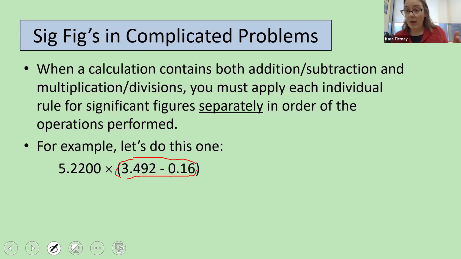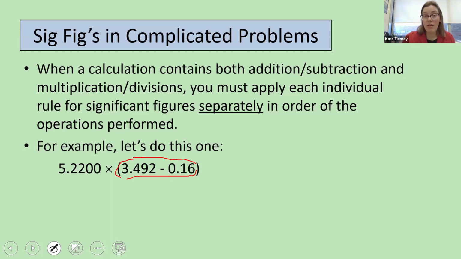So we're going to enter the subtraction. I'll explain it both ways for subtraction. We subtract 3.492 minus 0.16. For subtraction, we look at places after the decimal. 3.492 has three places after the decimal. 0.16 only has two places after the decimal. So we are going to round our answer to only two places after the decimal.